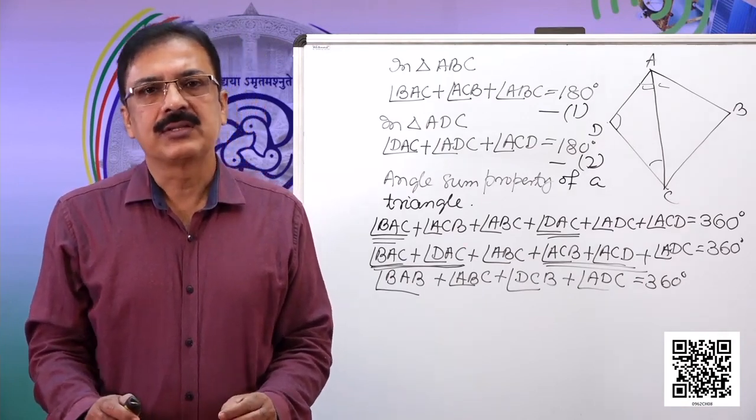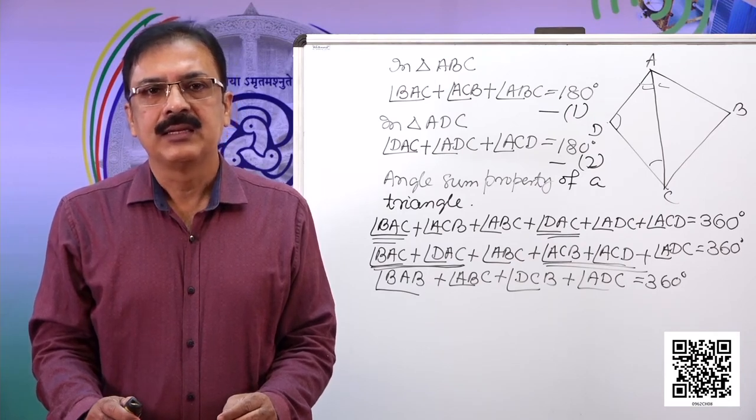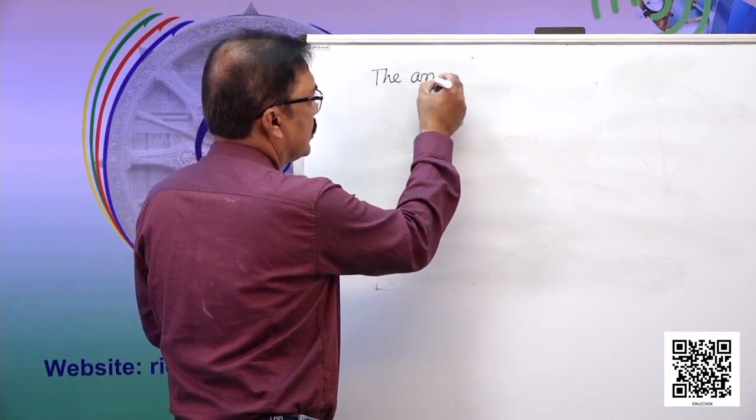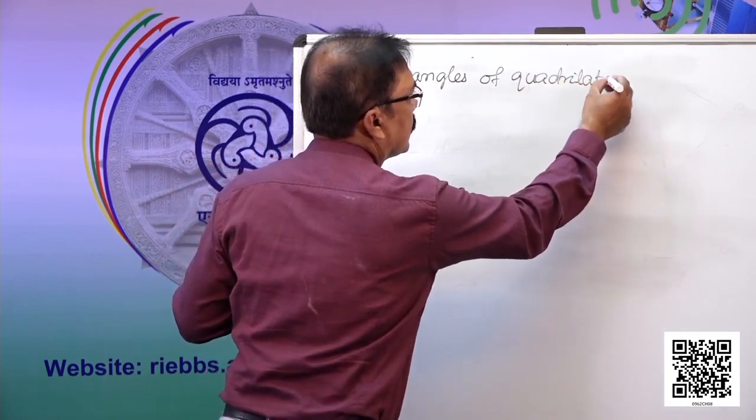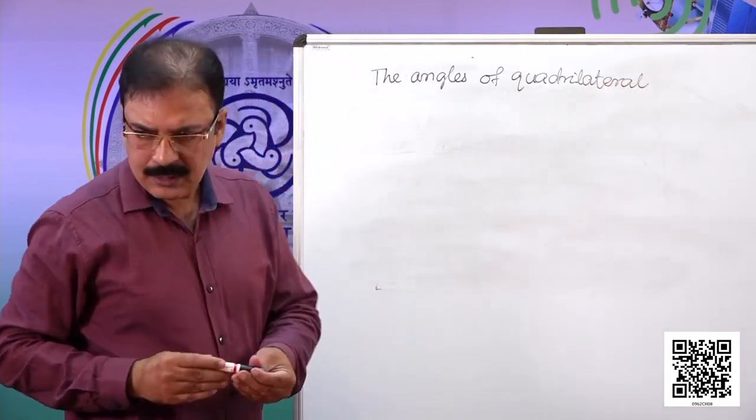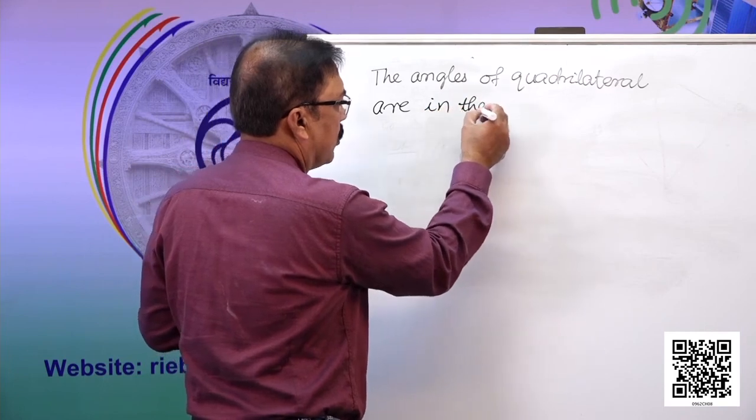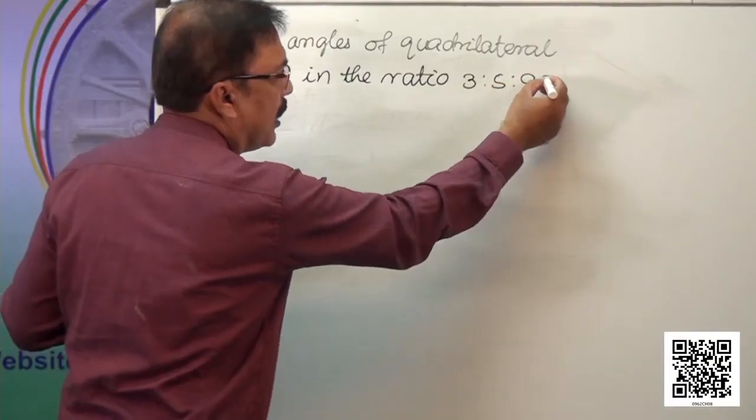Now let's discuss some problems based on these definitions and the angle sum property of a quadrilateral. See, the first question is: the angles of a quadrilateral are in the ratio 3:5:9:13. Find all the angles of the quadrilateral.